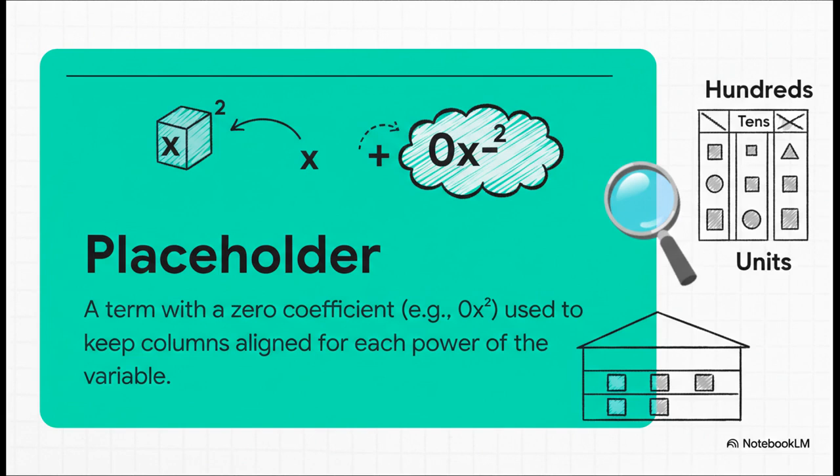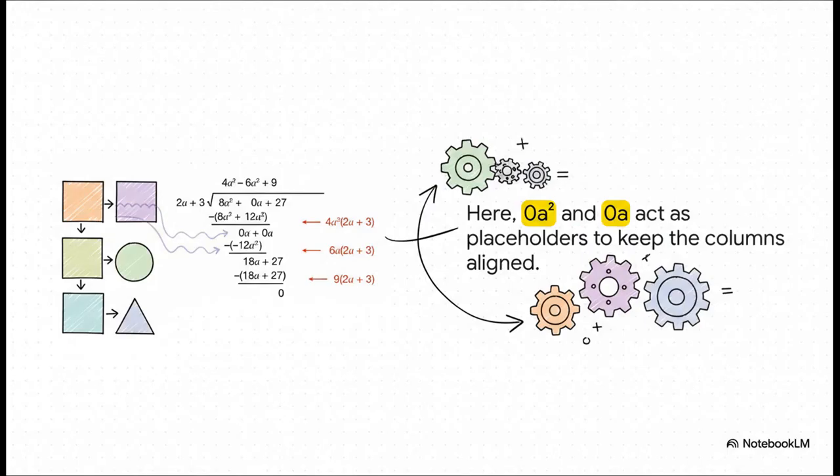It's just like when you're doing addition and you keep all the 1s, 10s, and 100s lined up in their columns. This does the exact same thing for your variables. And this image shows it perfectly. The original problem was just a cubed plus 27. See how it skips over a squared and a? So to keep our columns neat and tidy, we just slot in a 0a squared and a 0a. And look at that, now everything is perfectly lined up. This one little trick, I'm telling you, it prevents so many simple mistakes.